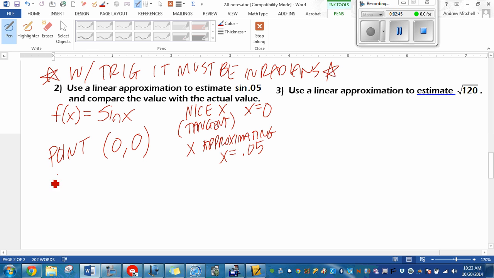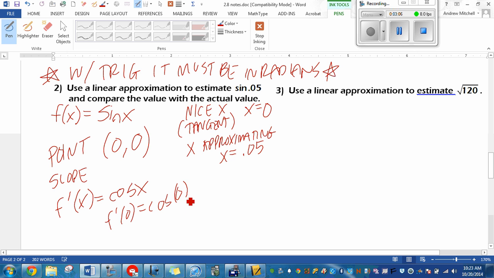Then we have to find the slope. So, derivative. What's the derivative of sine? Cosine. Derivative of sine of x is cosine of x. So, what is the derivative at 0? What's cosine of 0? 1, right? So our slope is 1.